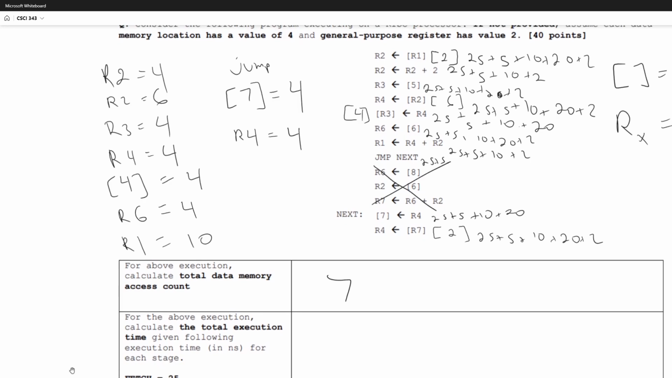Give the total execution time. Do we just add everything up? Like, if he wants a total execution time, we have to add all of these up, don't we? How do we even write that? Does he want us to just multiply it out every time?